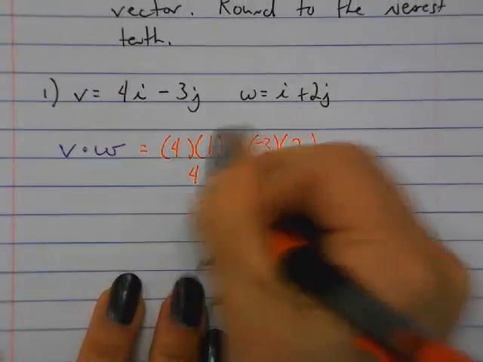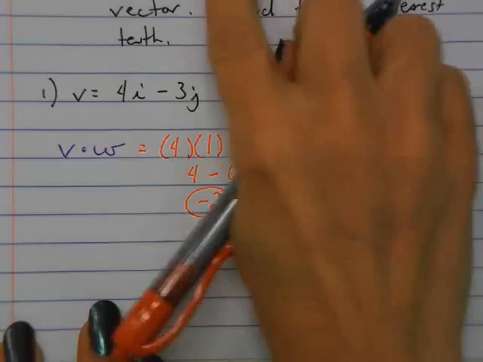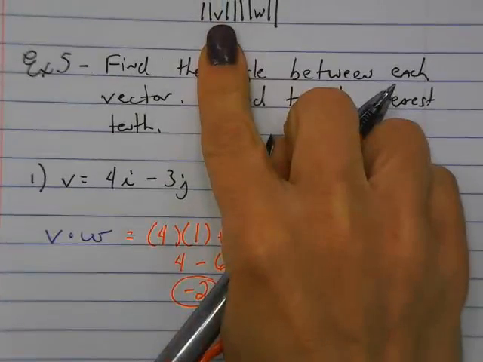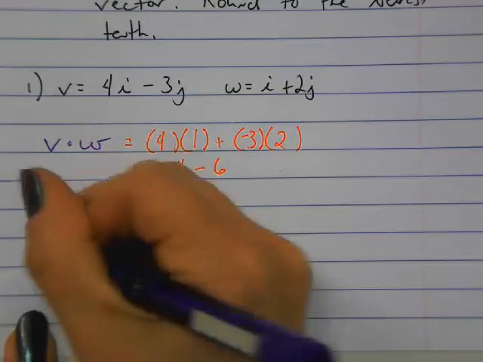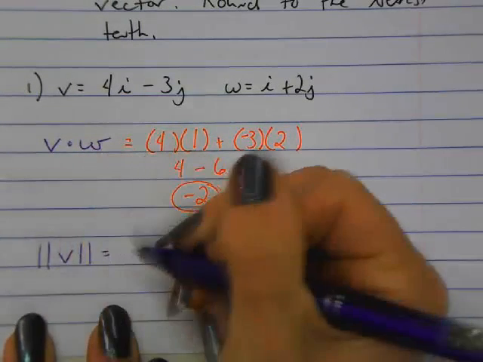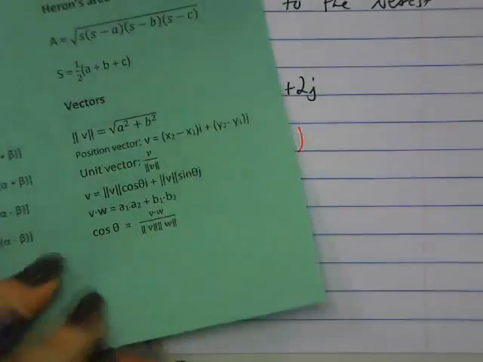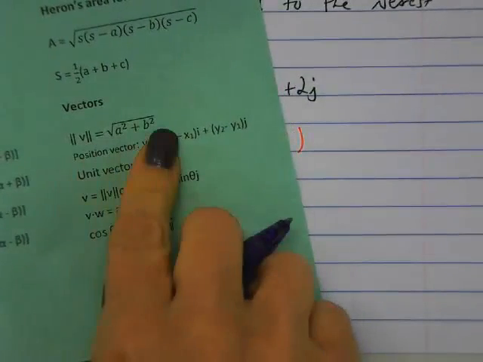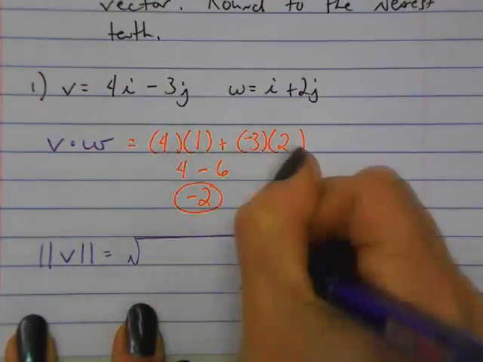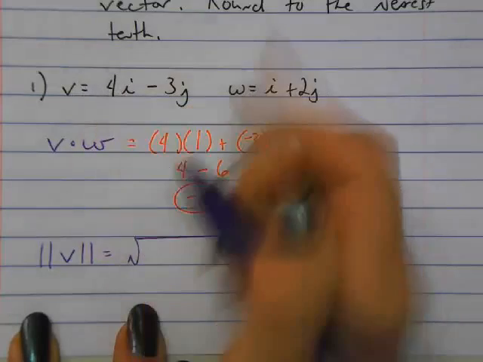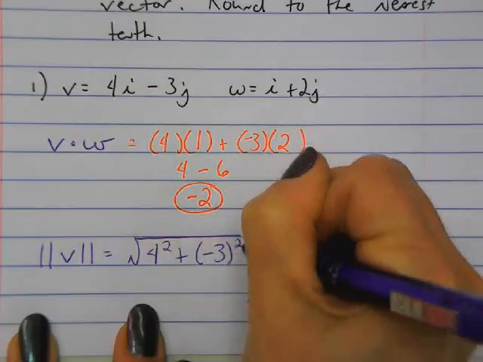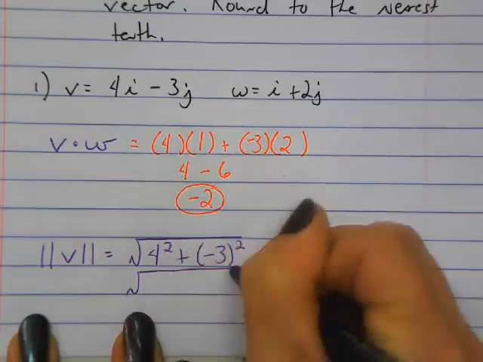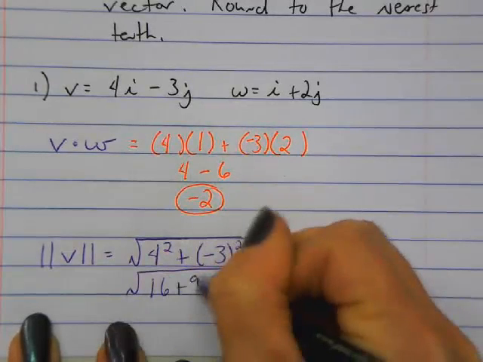Alright, so that's step 1. Step 2, I need the magnitude of v. This is what we did yesterday. If you get confused, grab your green sheet. It tells you to find the magnitude. You take the square root of a squared plus b squared. So I need the square root of 4 squared plus negative 3 squared. So I have the square root of 16 plus 9, square root of 25, which is 5.